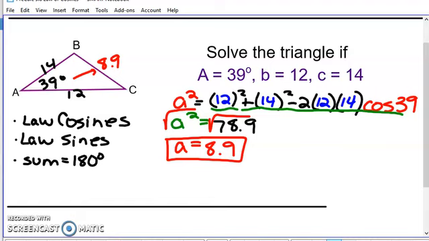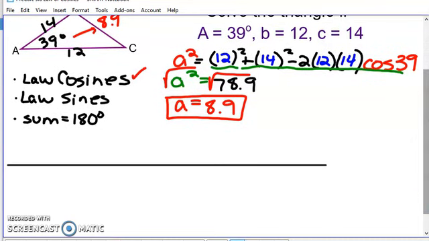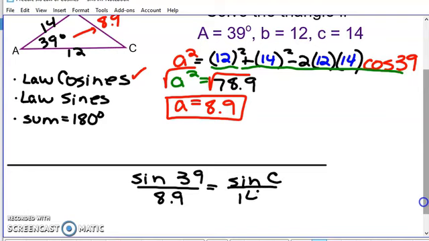So like I said, when we use law of cosines, we're going to have to solve a whole triangle, find all angles, all sides. Once I've used law of cosines, I shouldn't have to use it again, because after that I will be given an angle and an opposite side. So I'm going to take that sine of 39 over 8.9. And it doesn't matter which one I find next. I may as well find angle C: sine of C over 14. Either A or C is fine to find next.